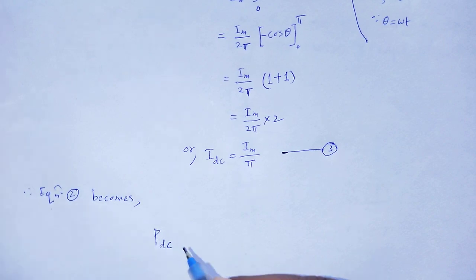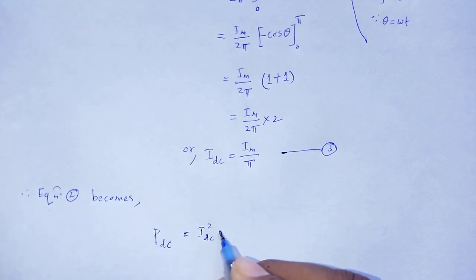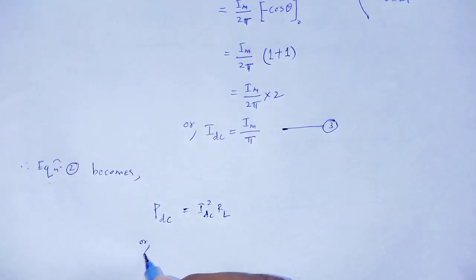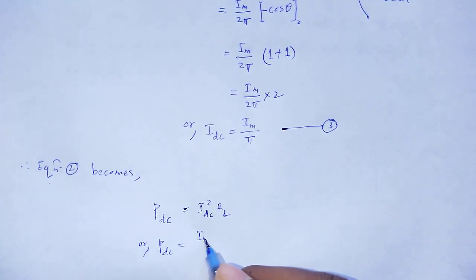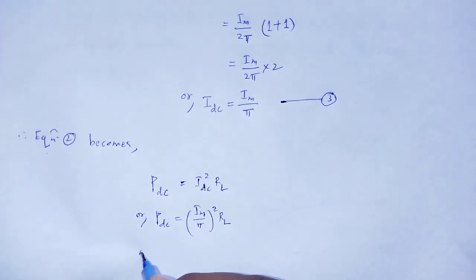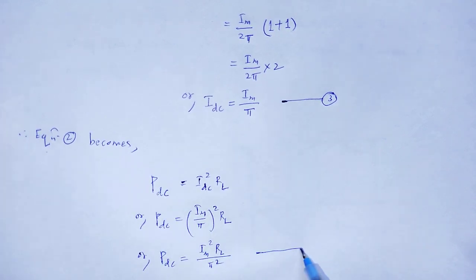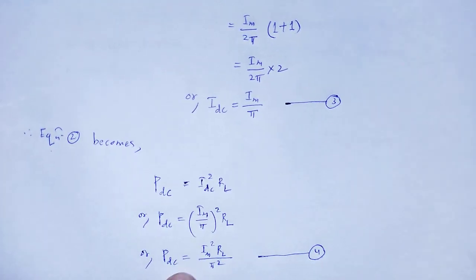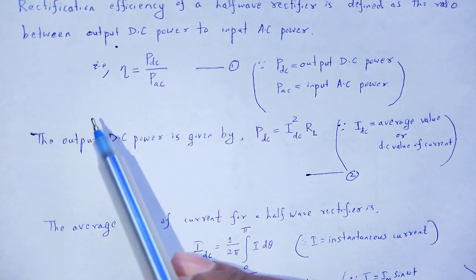Therefore equation 2 becomes power of DC is equal to, as we know, I DC square R L. Therefore power of DC is I m divided by pi, squared, into R L, or power of DC is equal to I m square R L divided by pi square. Equation number 4. This is the power of DC. Again our requirement is the power of AC.